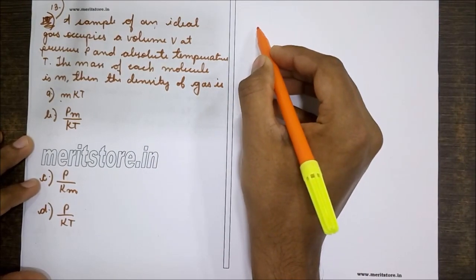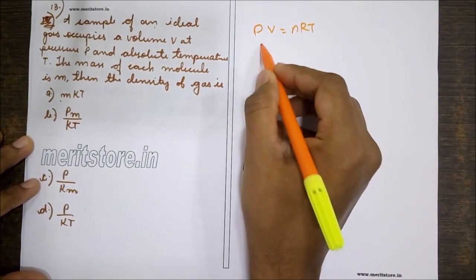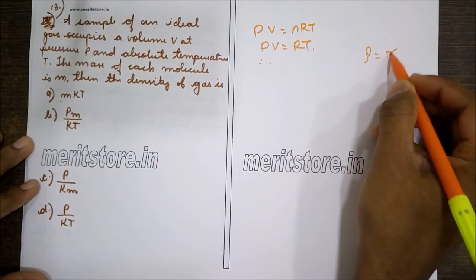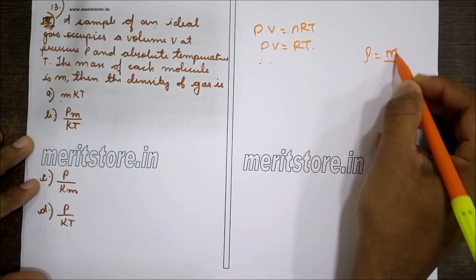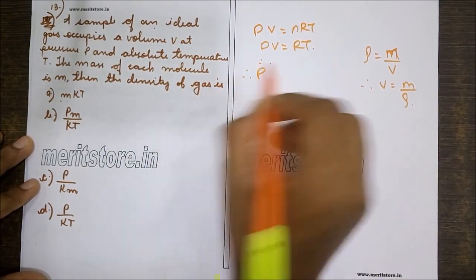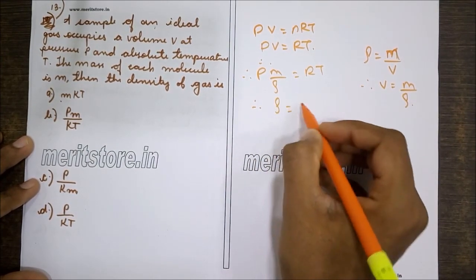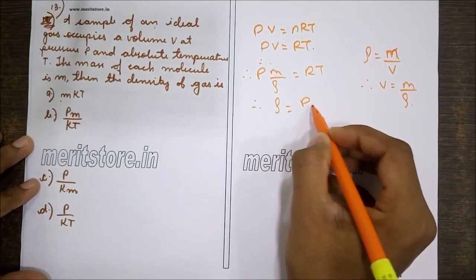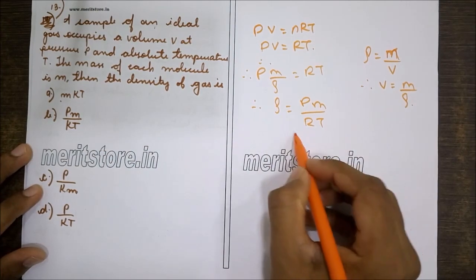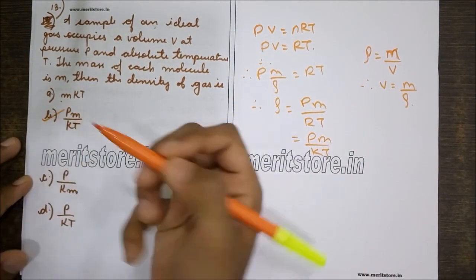Now we need to know the ideal gas law. PV is equal to nRT. Now in this, let's take n as 1 mole. So PV is equal to RT. Now, as we know, density is equal to mass upon volume, so the volume can be written as mass upon density. So therefore P times mass upon density is equal to RT, and we need to find the density relation. Therefore rho is equal to Pm upon RT. In this, the universal gas constant is taken as K, so Pm upon kT would be the answer. So that is option B.